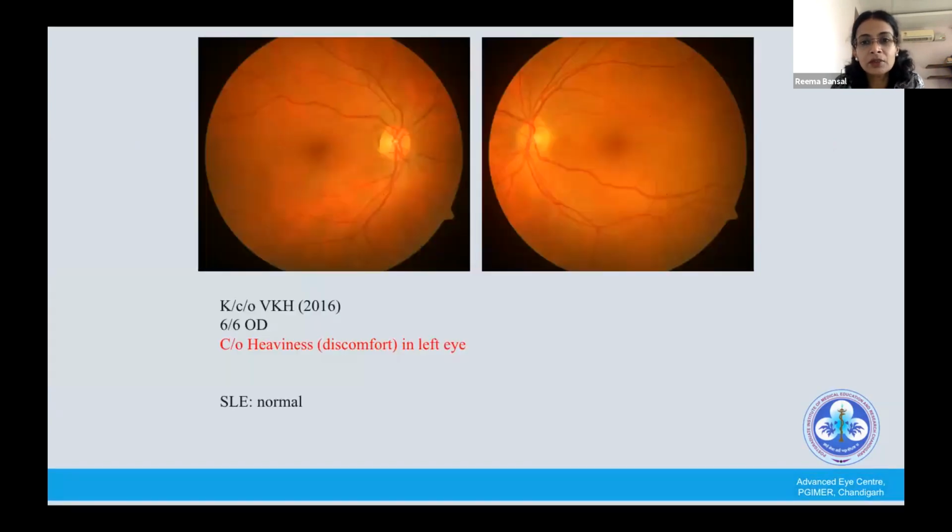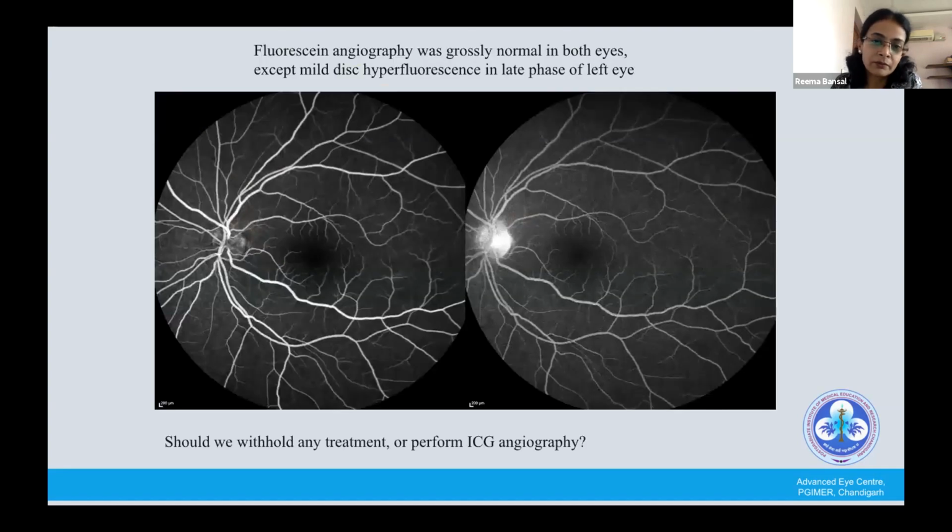This was a lady who was managed elsewhere as a case of VKH, and she just presented to us in the remission phase. 6/6 vision in 2016, and she had almost stopped her steroids because everything was fine. And she came for a second opinion, and all that she said was that she has some kind of discomfort in the left eye. Her vision was 6/6, clinically normal, no anterior segment cells, no vitreous cells, nothing in the eye going on. So the fluorescein tells us that there is some kind of leak from the optic disc in the late phase, but nothing beyond that.